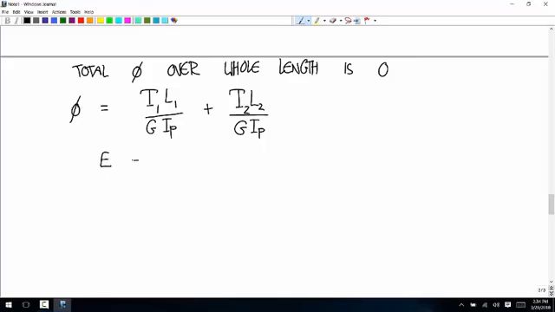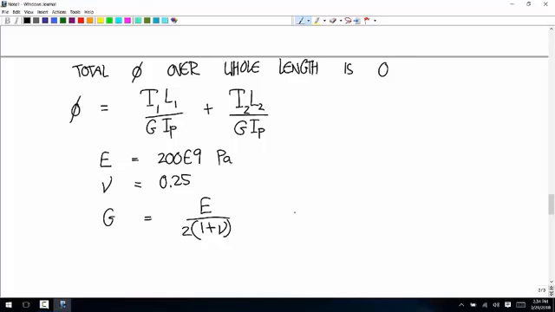I said also when I set this problem up that this is a kind of steel that has a Young's modulus of 200 times 10 to the 9 pascals and a Poisson's ratio of 0.25. We can use those to calculate G. G is equal to E over 2 times the quantity 1 plus nu. So that's 200 times 10 to the 9th divided by 2.5.